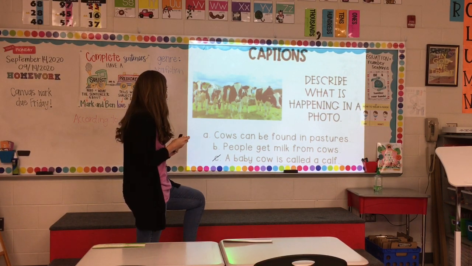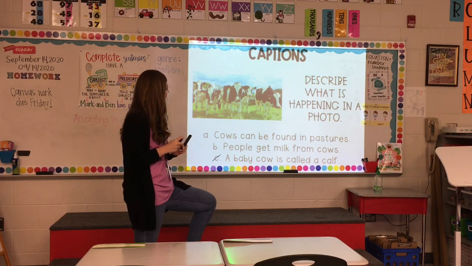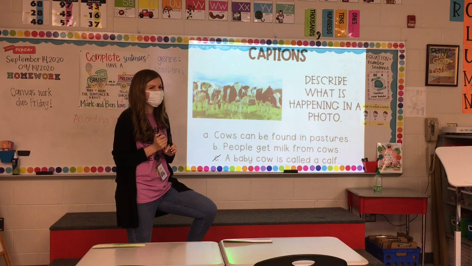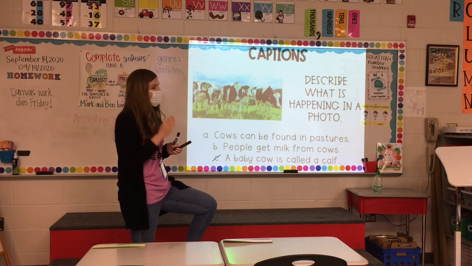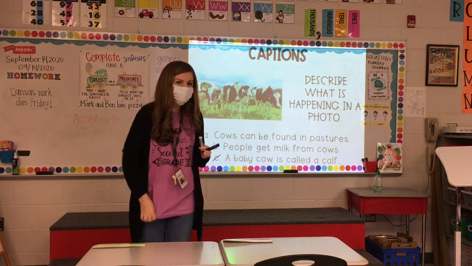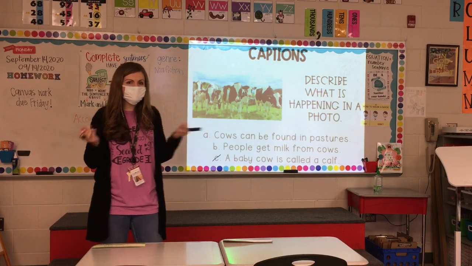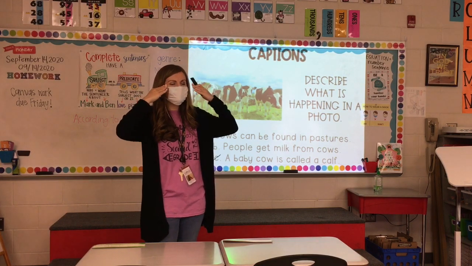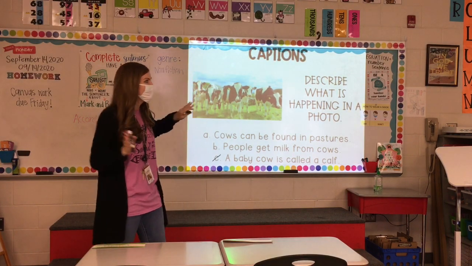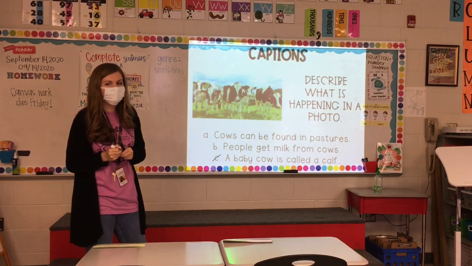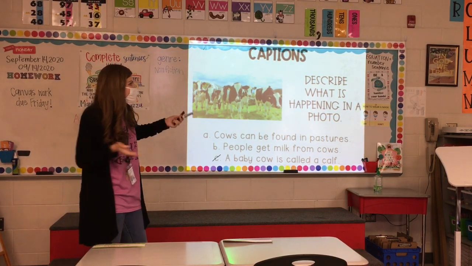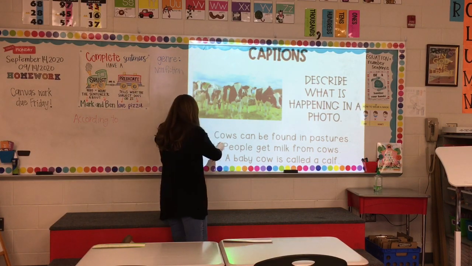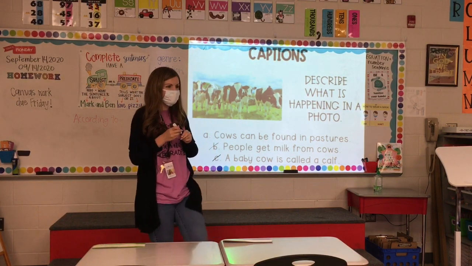Cows can be found in pastures, or people get milk from cows. Now, let's look at B. People get milk from cows. Some of my friends said that one. Do we see people in the picture? No. Do we see milk in the picture? No. We know, because we're all very smart, that milk comes from cows. But are they showing you that in the picture? No. So would that be a caption for this picture? No. So we can slash and trash.